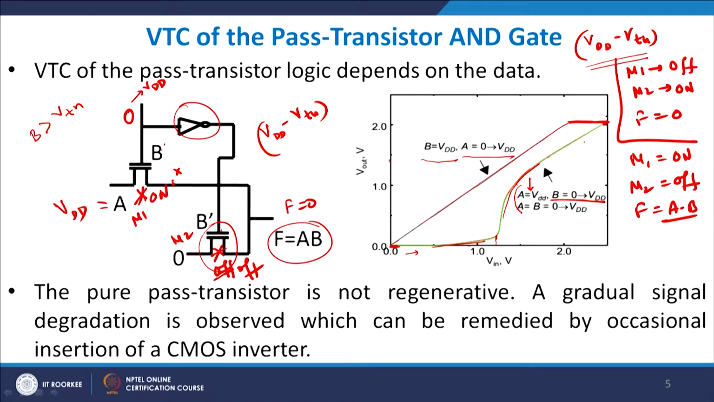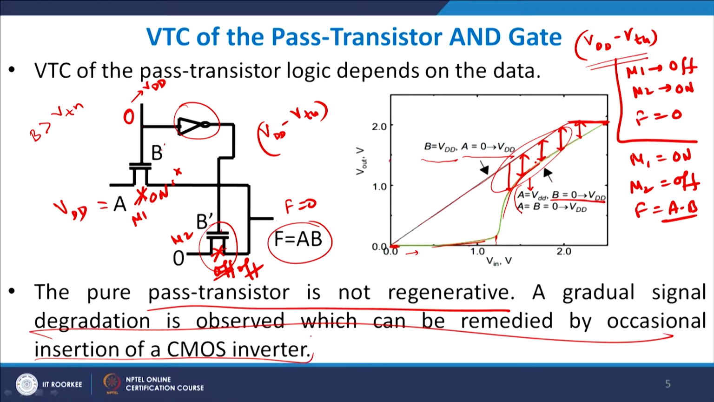That is quite critical for understanding it. You can see your Vout in this case is already down by VTN as compared to the previous state. Below VTN there is a difference, above VTN there is no difference, but around this part you will have a threshold voltage difference between the two. As I discussed, pure pass transistor logic is not regenerative, meaning the voltage once lost is gone, you cannot regenerate it, and a gradual signal degradation is observed. This can be remedied by the occasional insertion of a static CMOS inverter, because the inverter will latch it to VDD and 0, resulting in a larger power dissipation.